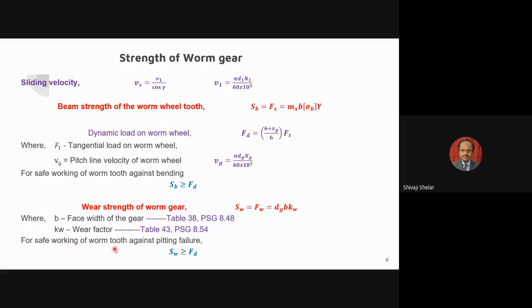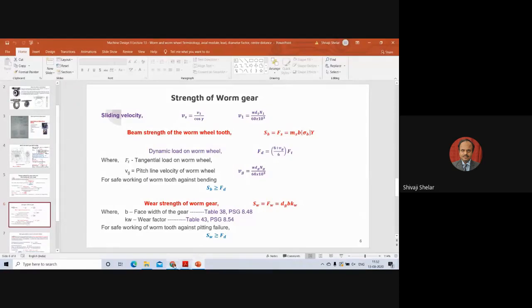So for safe working of the tooth, you need to ensure that Sw has to be greater than Fd. You can design your worm wheel such that Sw is greater than Fd. If you refer to these pages 8.48 and 8.54, some of the terms I have mentioned, you can see. When we do the design calculation, we will use the actual terms, but let's see these values here.